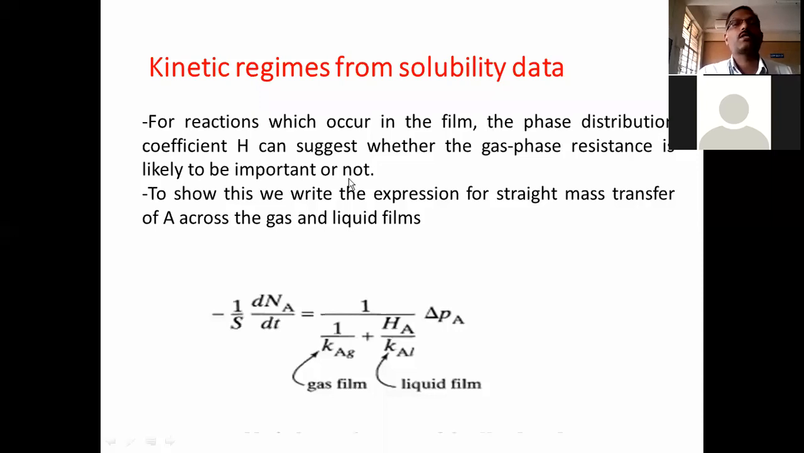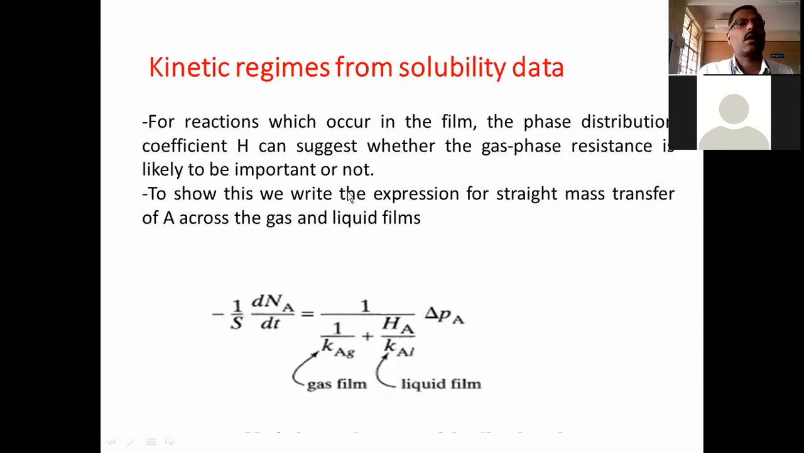Now, the kinetic regimes from solubility data. Solubility data means the solute is dissolved in the liquid. Suppose in an absorption column we have a mixture of ammonia and air, and we want to remove the ammonia from the air. They are contacted with water in the absorption column. So ammonia is the solute and it dissolves in the water and can be removed from the air. You have already studied this in the practical of Mass Transfer 1, the absorption column.